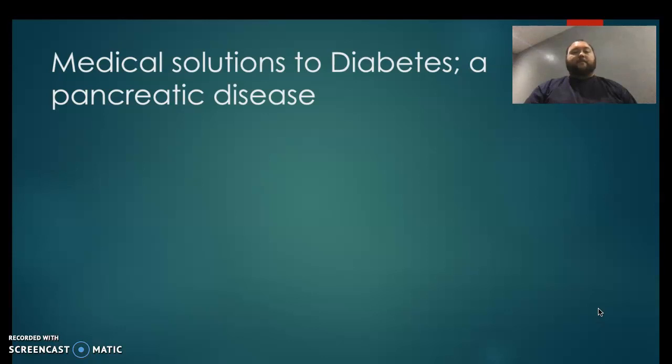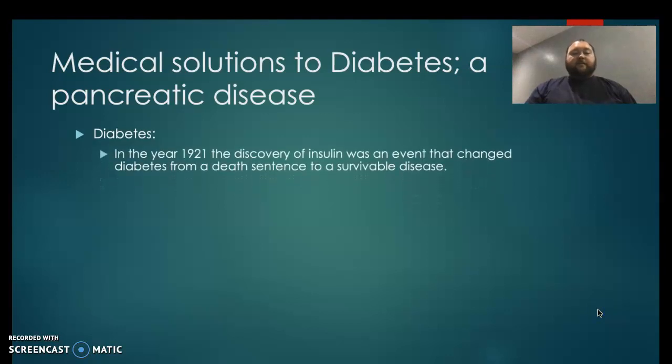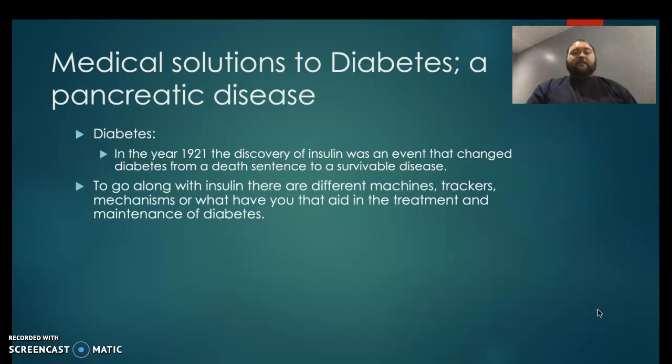Medical solutions to diabetes, a pancreatic disease. In the year 1921, the discovery of insulin was an event that changed diabetes from a death sentence to a survivable disease. To go along with insulin, there are different machines, trackers, and mechanisms that aid in the treatment and maintenance of diabetes.